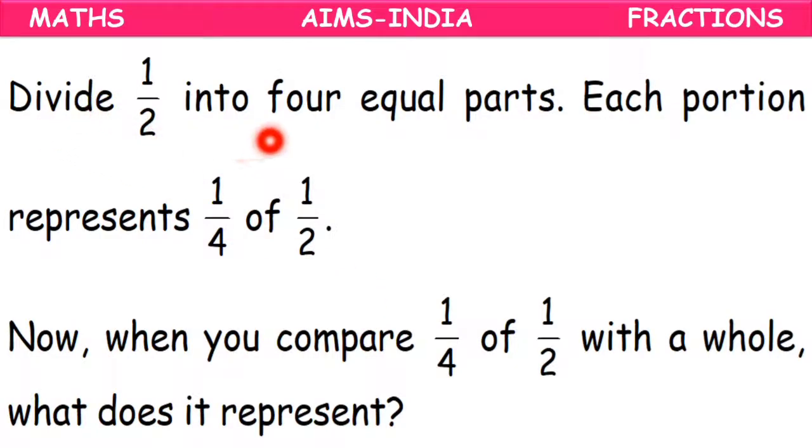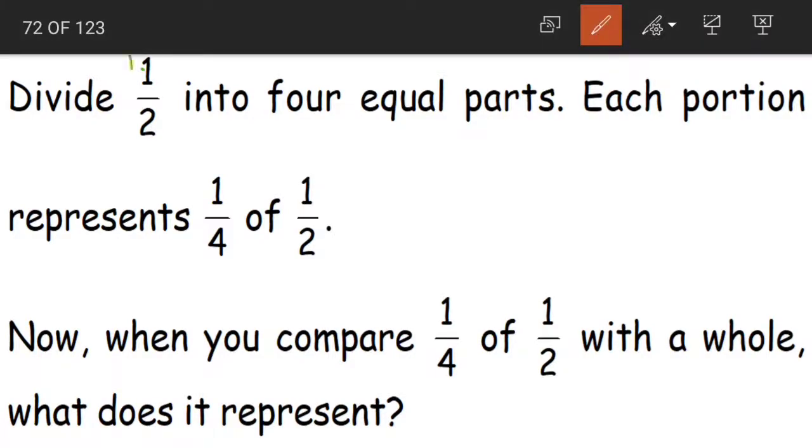So divide 1 by 2 into 4 equal parts. Each portion represents 1 by 4 of 1 by 2. Now when you compare 1 by 4 of 1 by 2 with a whole, what does it represent? Yes, this 1 by 2, that is half of the watermelon, is divided into 4 equal parts. So what is the portion each child gets? Each child would get only 1 by 4 of 1 by 2.